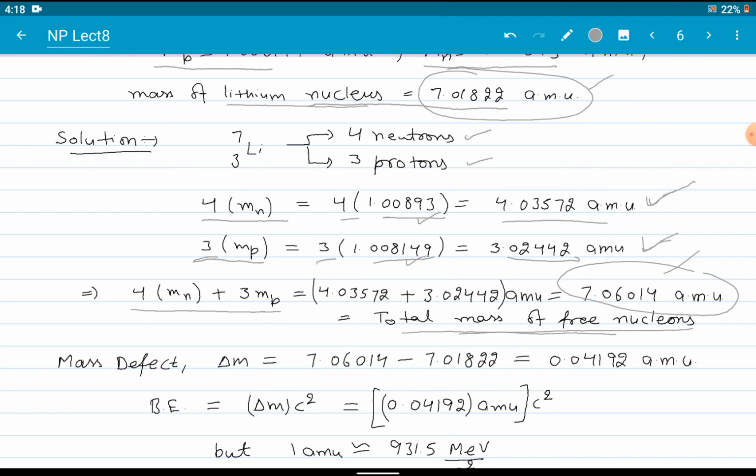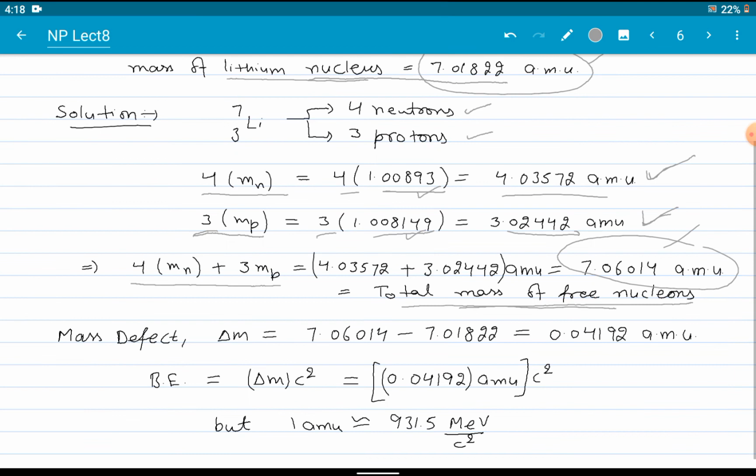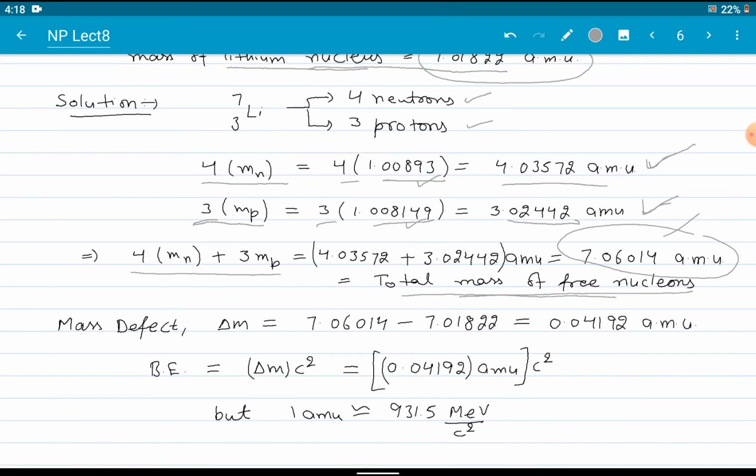ये मास जो है एनर्जी में कन्वर्ट हो जाता है. So मास डिफेक्ट is this minus this, which is given by this one. ये सिंपल प्लस माइनस कैलकुलेशंस, मैथमेटिकल कैलकुलेशंस. Now we have this amount of mass disappeared as a result of formation of lithium nucleus with the help of 4 neutrons and 3 protons. Okay, so binding energy will be given by delta m into c square. We have delta m is this one.